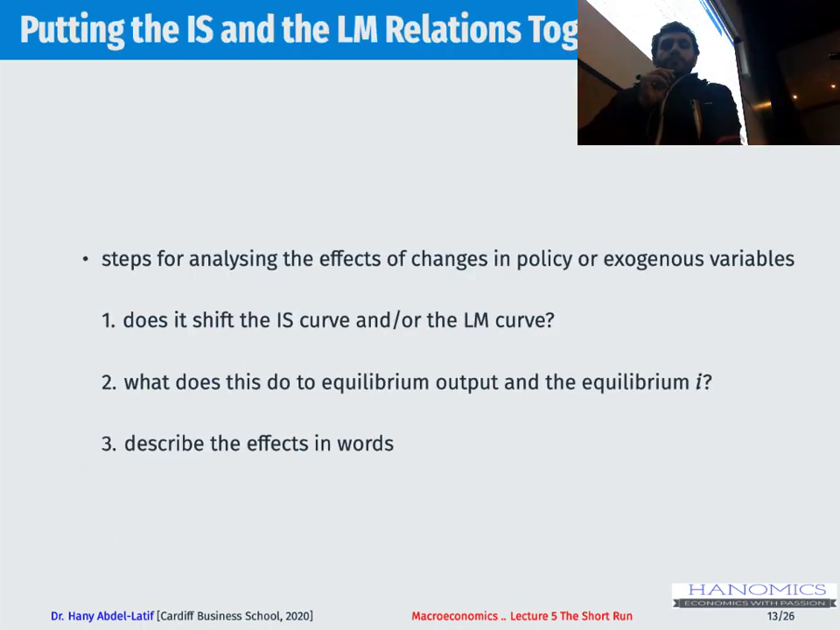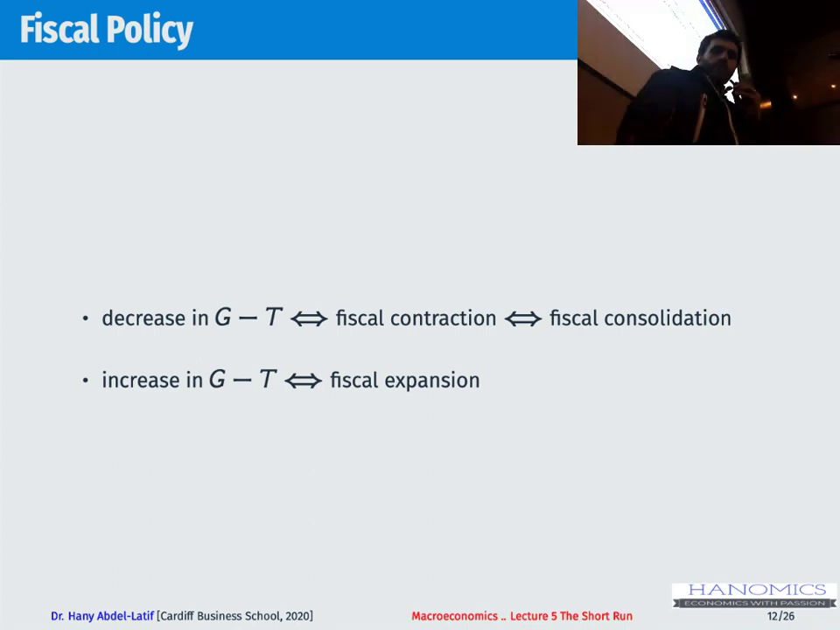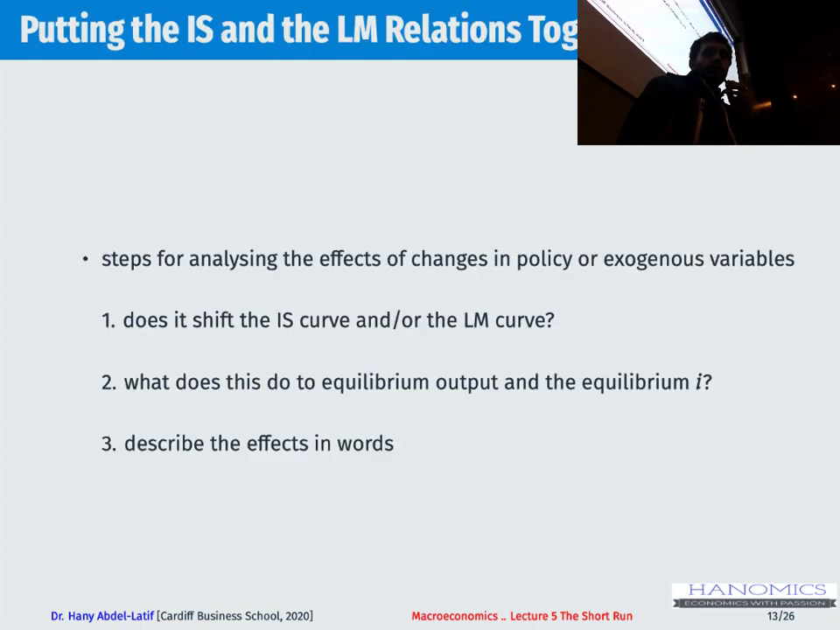On the other side, with monetary policy, if you increase money supply, that means expansionary monetary policy. If you decrease money supply, that's contractionary policy or monetary tightening, which we look at later.